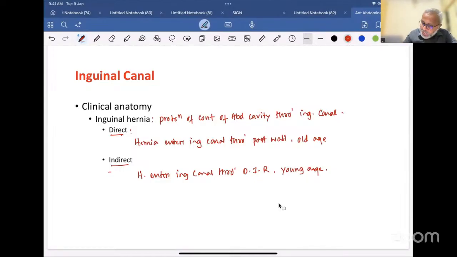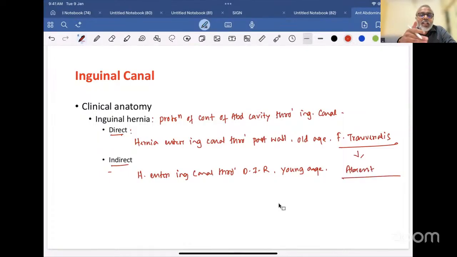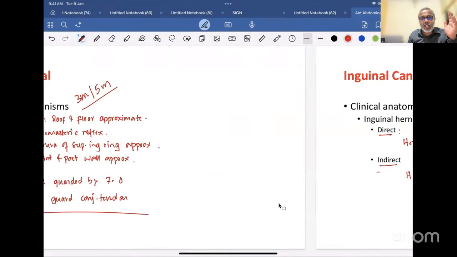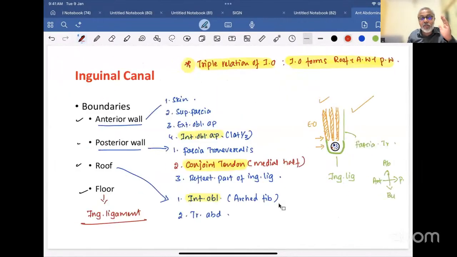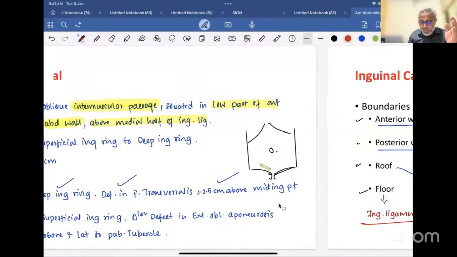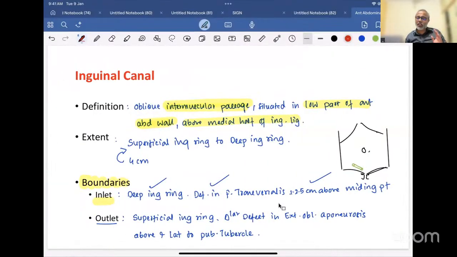Remember, the direct inguinal hernia will always have a covering of fascia transversalis because this forms the posterior wall. Whereas this fascia transversalis is absent from the covering of the indirect inguinal hernial sac. Could be an important MCQ. But if inguinal canal is asked, this is how we will write the answer for a 10-marker question.